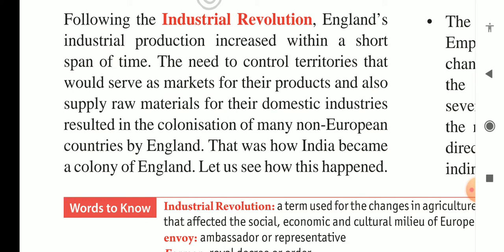The very first purpose was trade, and by doing trade, they started controlling the Indian subcontinent. It was their need to control the territory. And why did they need to control a territory like India? Because India was rich in minerals, agriculture, and much more.